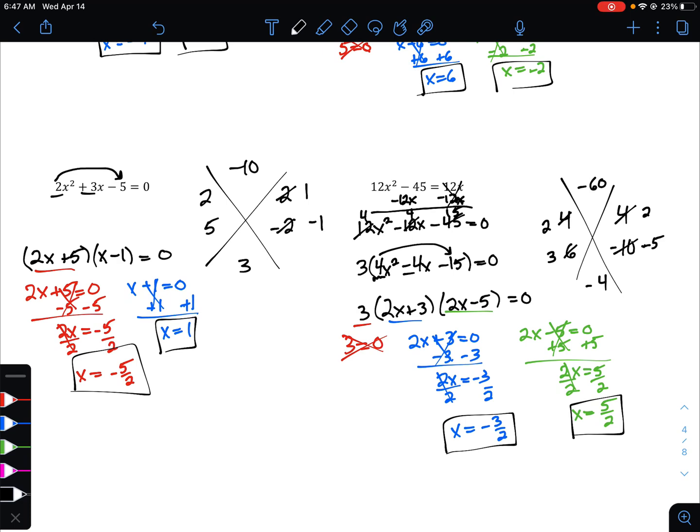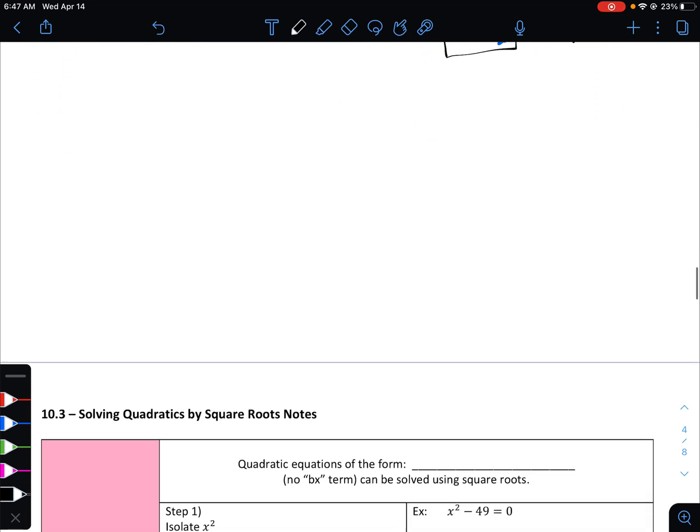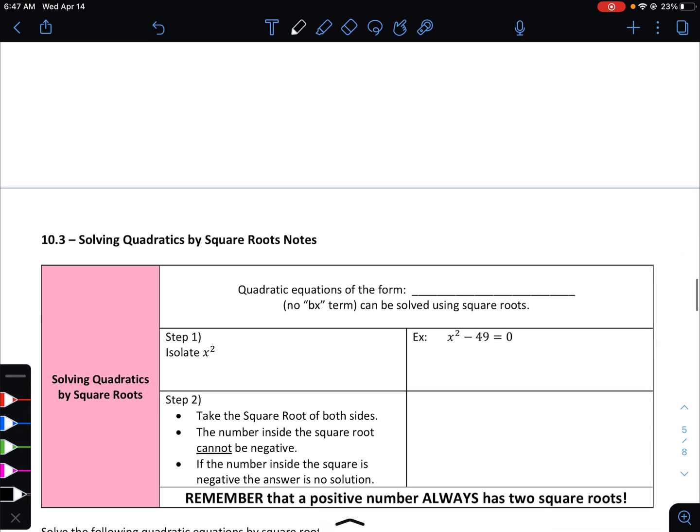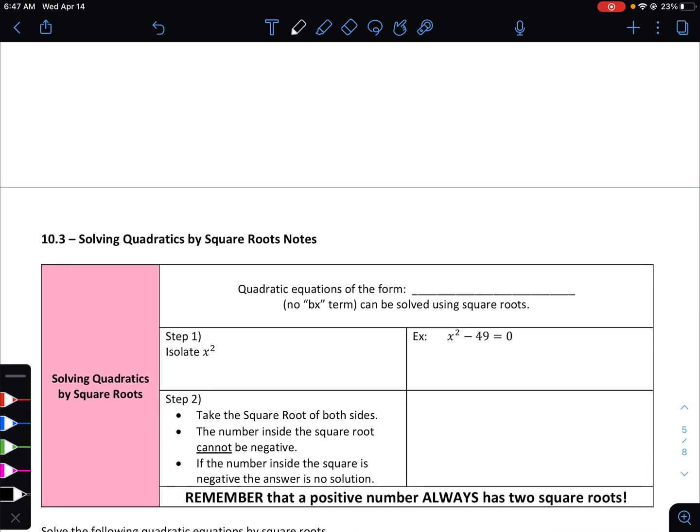in Section 10.2. Now here's the thing, not every quadratic is going to be factorable, so we're going to need some other methods that we can use to solve. And we'll start to look at those in the next section. In Section 10.3, we'll look at what's called solving by square roots, and that'll be our second method that we can use that will work when sometimes the equation is not factorable.